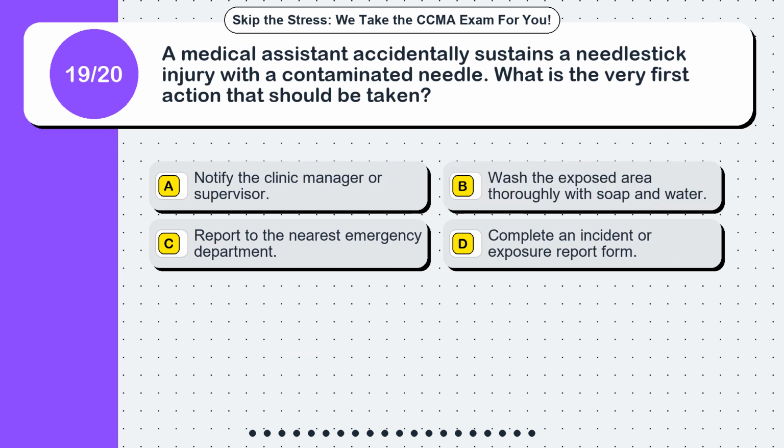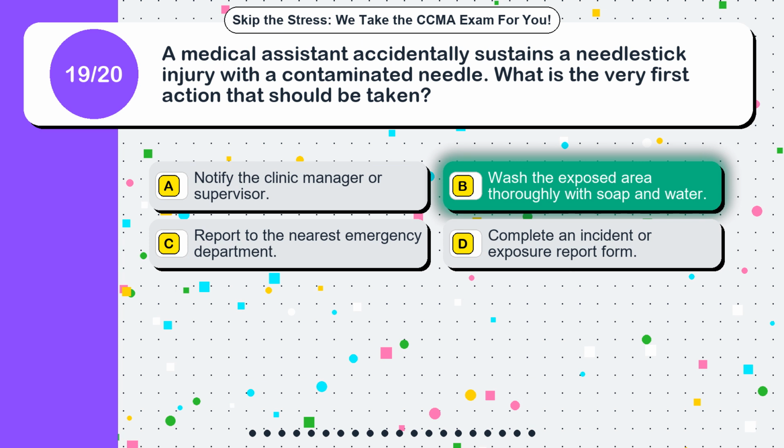Question 19. A medical assistant accidentally sustains a needle stick injury with a contaminated needle. What is the very first action that should be taken? Option A. Notify the clinic manager or supervisor. Option B. Wash the exposed area thoroughly with soap and water. Option C. Report to the nearest emergency department. Option D. Complete an incident or exposure report form. The correct answer is option B.